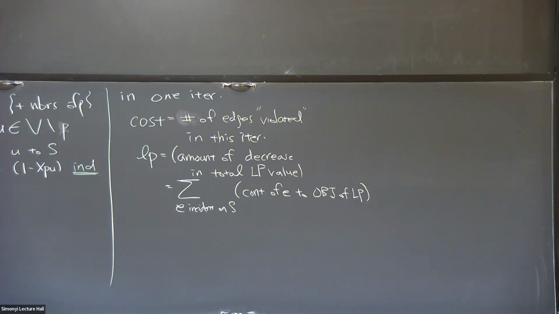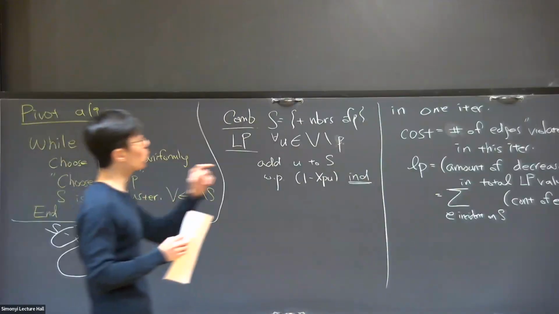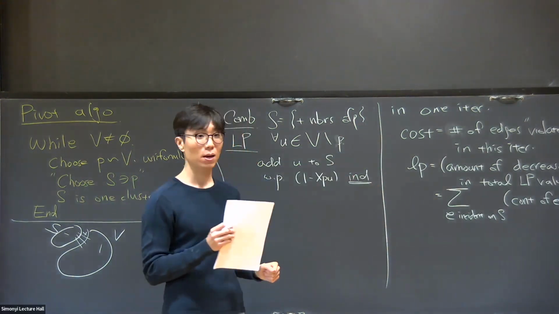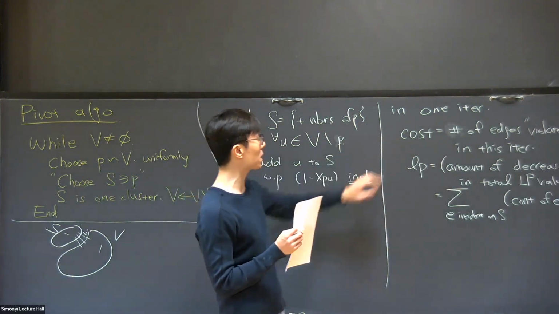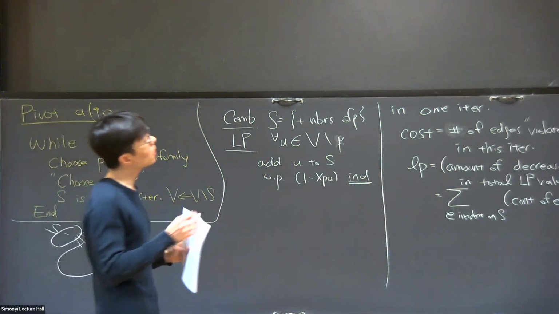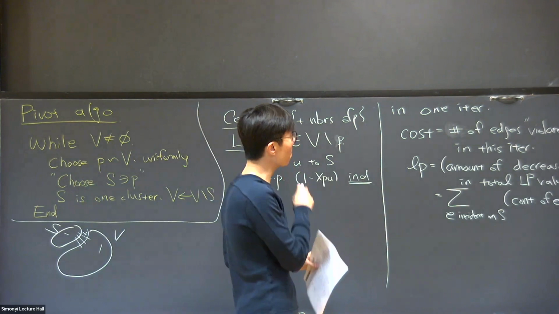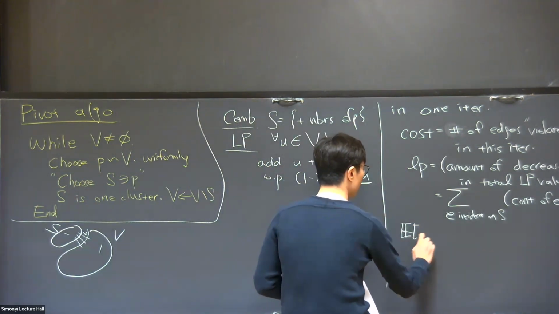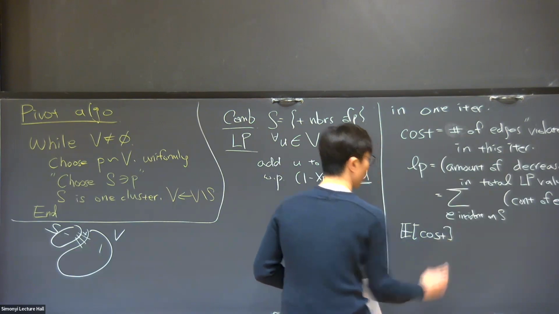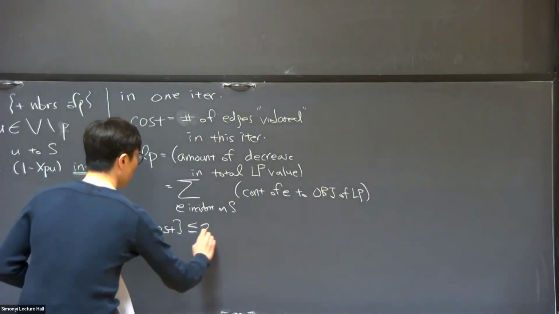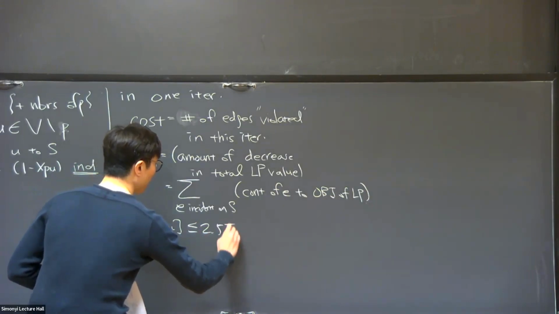Okay, so for one fixed iteration, I define cost and LP. Both are random variables, because we choose S at random. But what we want to claim is that if you look at the expected value of the cost, this is at most 2.5 times the expected value of the LP.